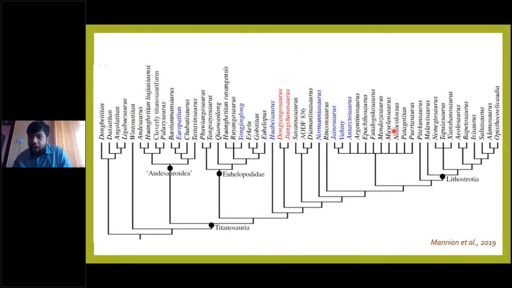And when we see the cladogram, we can see this is Isisaurus colberti, and this is very closely related to Saltasaurus. And according to this cladogram, Jainosaurus was very closely related to the Madagascar titanosaur, a Malagasy titanosaur genus, Vahiny.